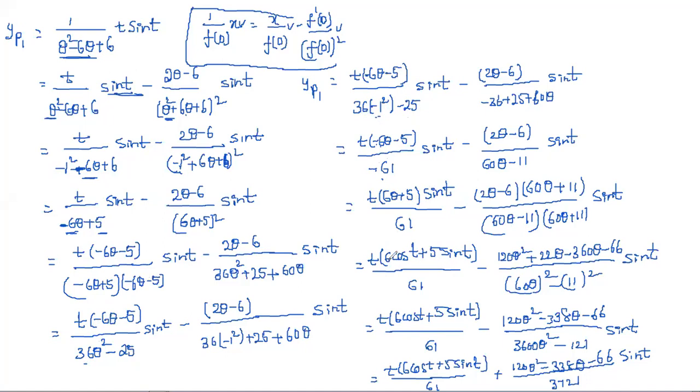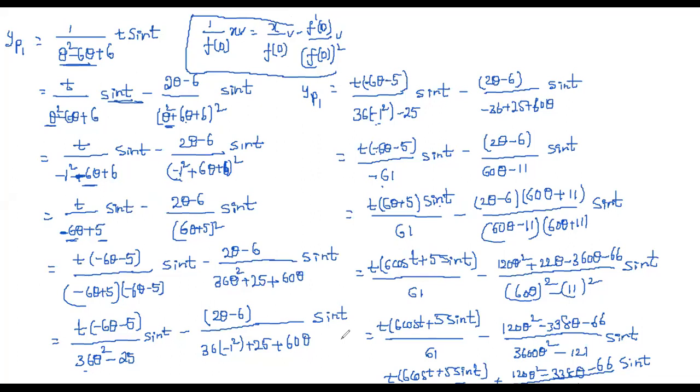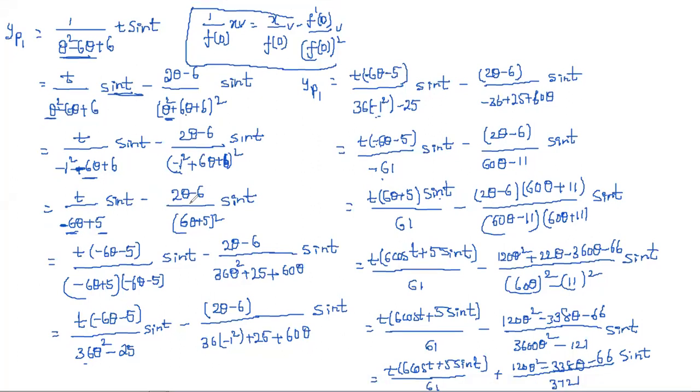Now we are applying derivative for this: 6 into 1 time derivative. Sin t derivative is cos t, plus 5 sin t. Completed. So is this right? Okay, first part. And next coming to this, so here it is 2t minus 6 by 6 theta plus 5. Why? Because 6 theta as this, 6 minus 1 is nothing but 5.